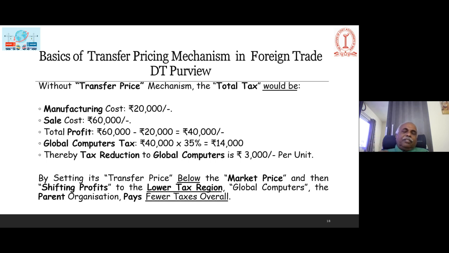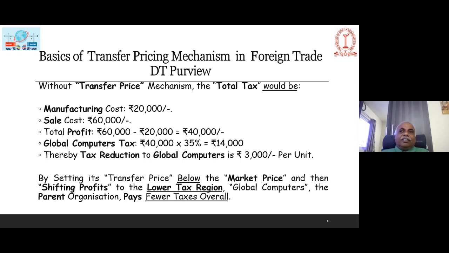The market price is 60,000, but the manufacturer transferred each computer at 30,000 instead of 60,000 to save the tax. By shifting the profits to a low-tax region, the parent organization pays fewer taxes overall. But this is not correct.